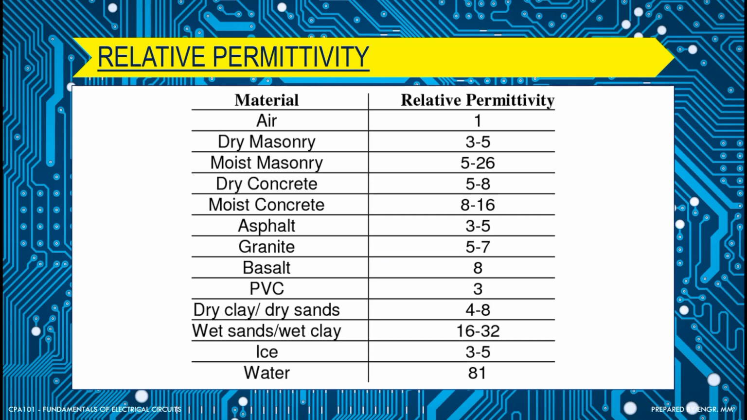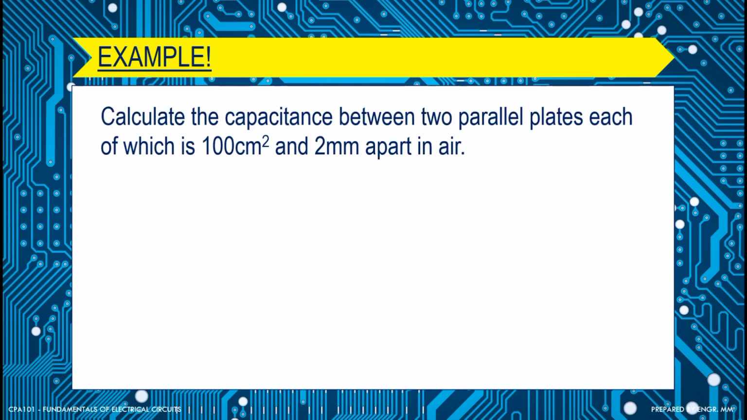Now, here are some relative permittivities depending on the material. Common is air, equal to 1. Then dry masonry, moist masonry. We have water, which is around 80 relative permittivity. Now let's apply the formula in this example. Calculate the capacitance between two parallel plates, each of which is 100 centimeters squared and 2 millimeter apart in air. So C is equal to, let's write it as E0 ER.